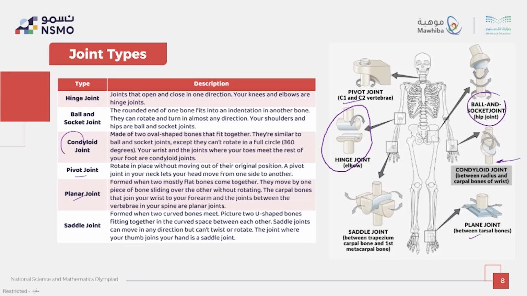And the last one, the saddle joint here. That one provides movement in many directions but without rotation. So each joint type is a specialized engineering design optimized for its location and function.